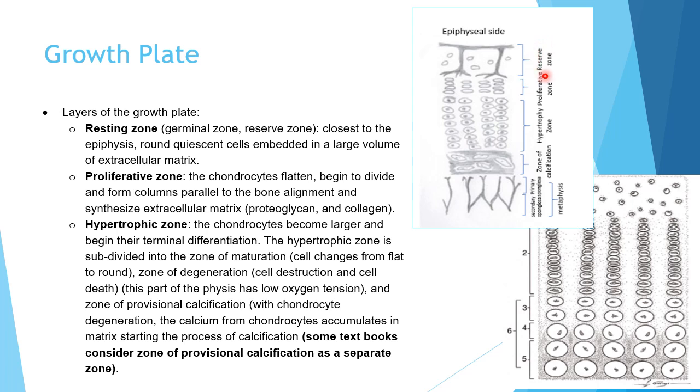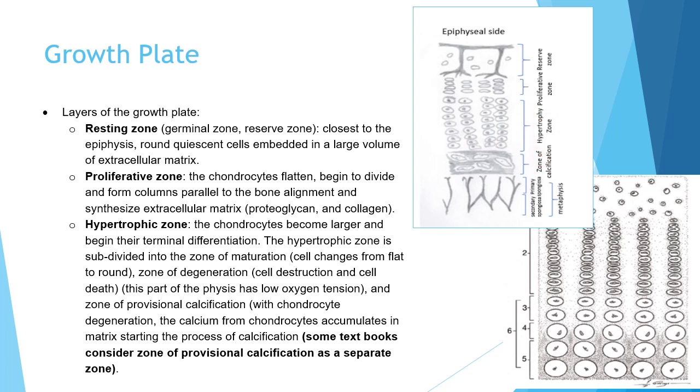A resting zone or reserve zone or germinal zone has the cells that are responsible for later formation of the physis. They're small round quiescent cells in a large amount of extracellular matrix. So if you see this picture compared to the other, the matrix is large in comparison to the cell size. In the proliferative zone, the cells start to proliferate. They form columns along the bone alignment, and they become flattened, as you can see in this picture. So the cells proliferate, form columns, and become flattened.